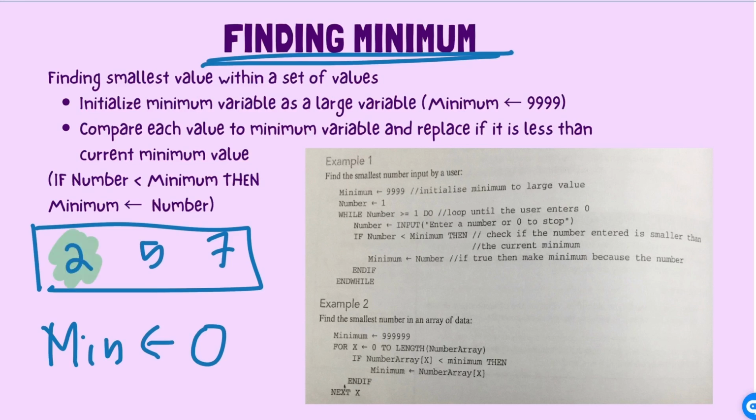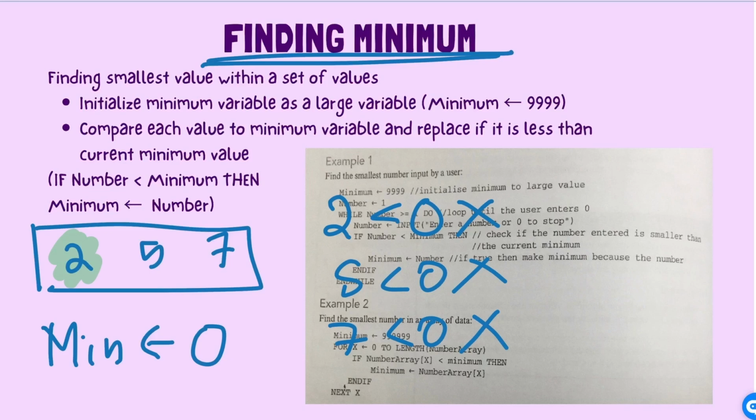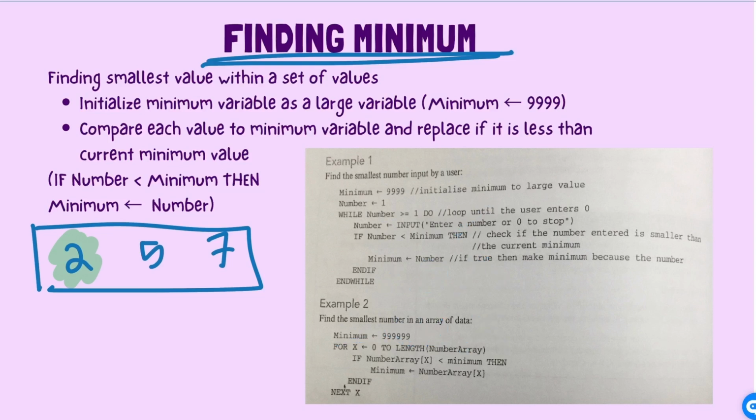So what basically happens in this code is they compare each time. Is 2 less than your minimum value? Is 2 less than 0? No, it's not. And is 5 less than 0? No, it's not. Is 7 less than 0? No, it's not. So the code is going to say that, oh, 0 is the minimum value, but in your set of values, there is no 0. So that's why you need to initialize minimum as a very large value.